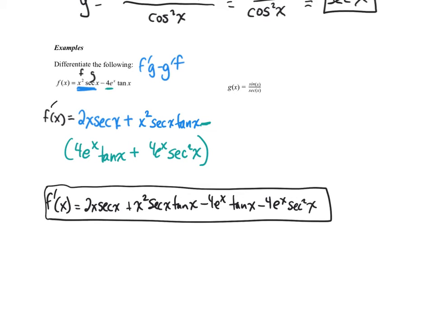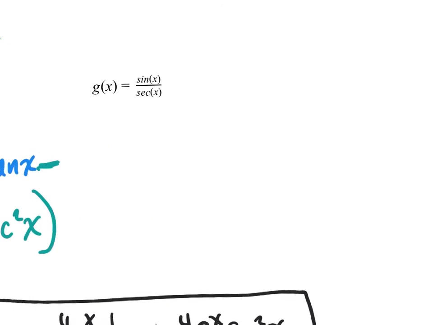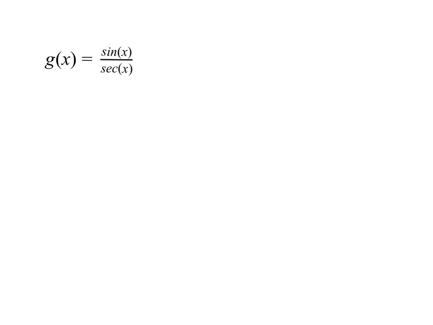So the last one we see here is sine x over secant x. So this is a quotient. This is two functions divided, so f and g. So in this case, I'm going to have to do the quotient rule: f prime g minus g prime f over g squared.